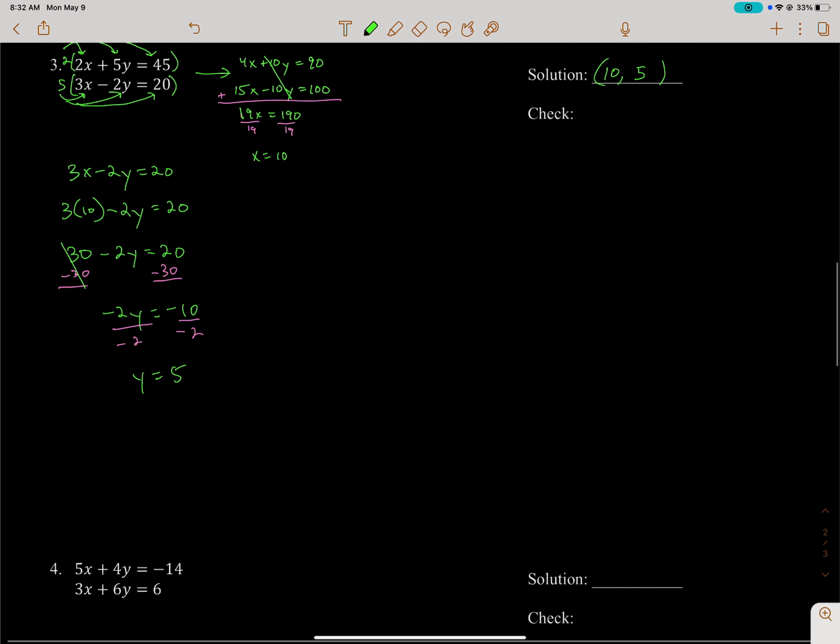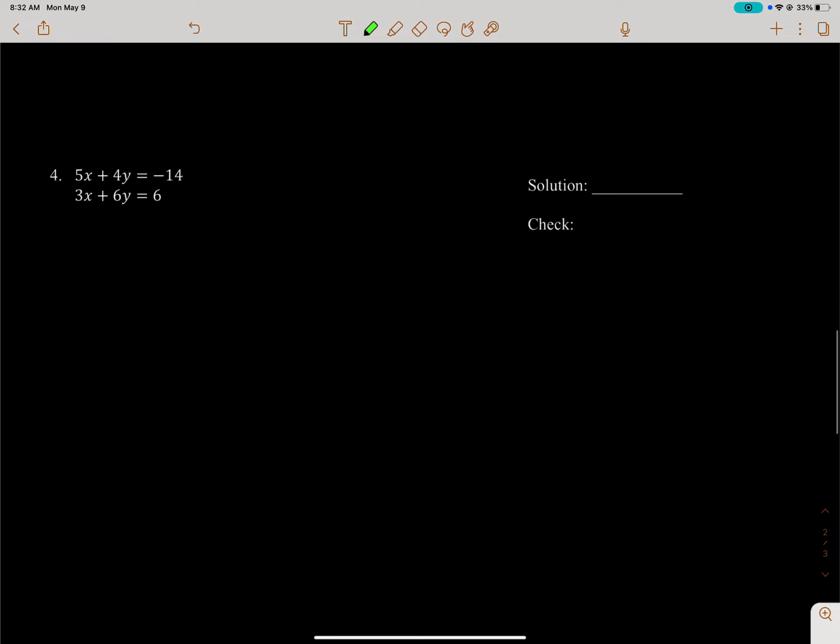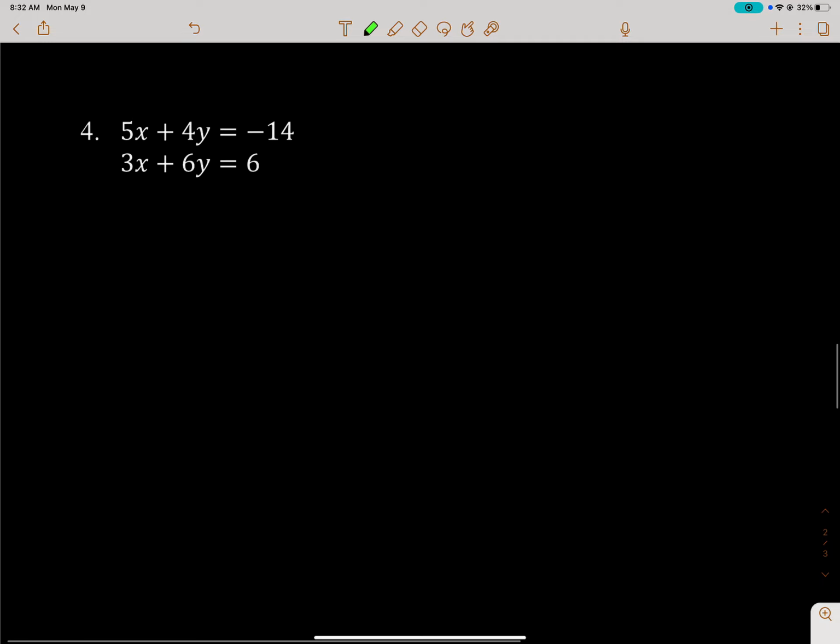So I can check by plugging into both equations. I'm not going to go ahead and do that. You can do that on your own. Here, again, I want to eliminate the x's or the y's. I'm going to eliminate the x's here because I know I can make both of these 15. But one of them needs to be positive and one of them needs to be negative.